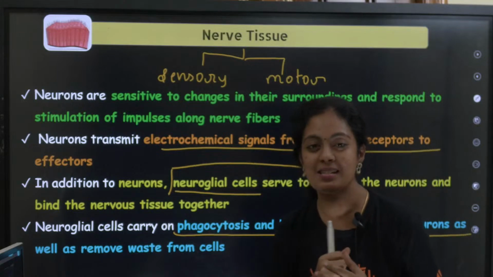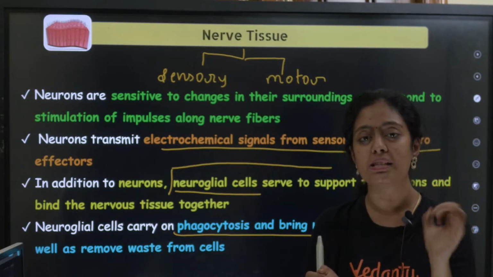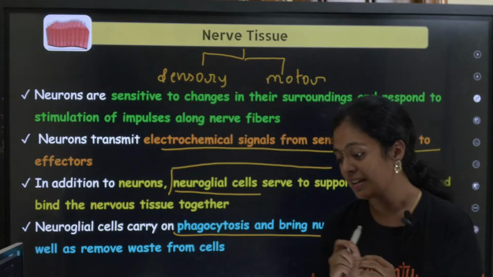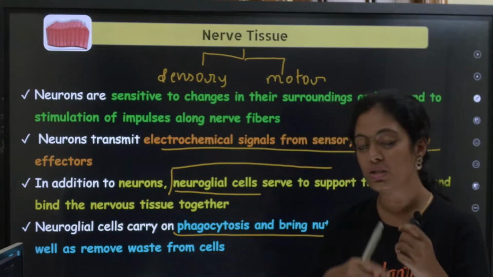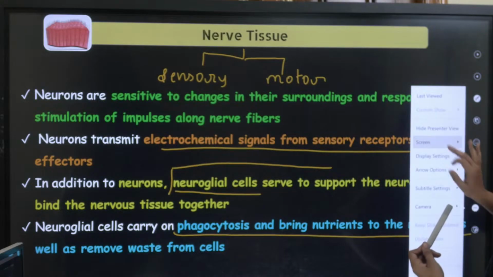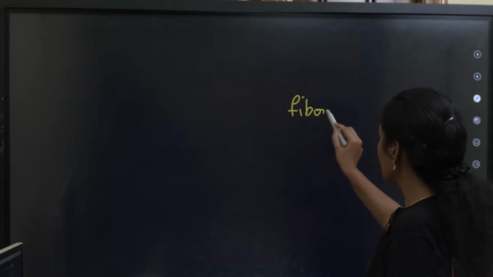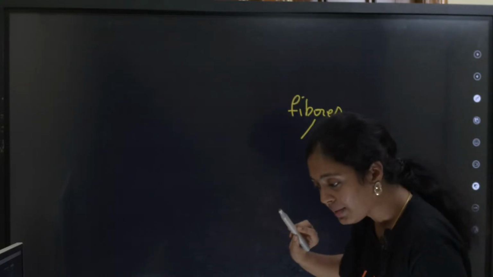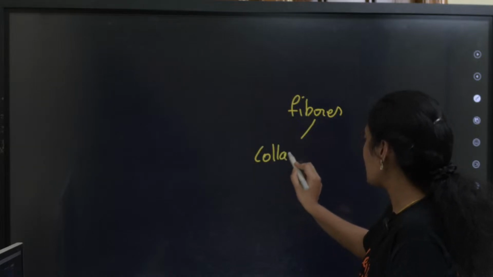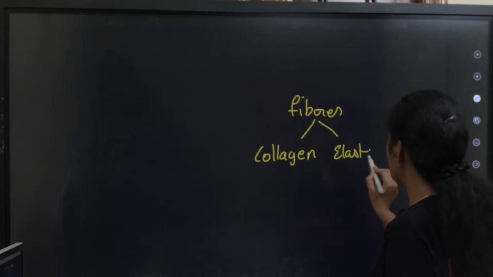Yes, I asked a question. What are the fibers that are present in areolar and adipose tissue? When I asked for fibers, you are telling me the cell's name. Can you just rethink it? Fibers. Anybody told the answer? So the fibers are collagen and elastin. Okay, collagen and elastin are the fibers.